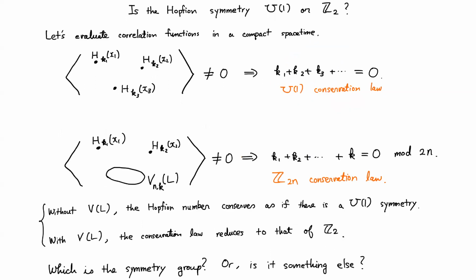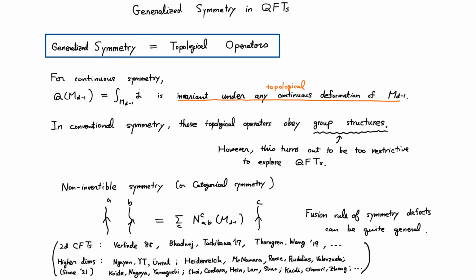Okay. So now we are seeing that without the line operator, the Hopf number is conserved as a U1 symmetry, but under the presence of the line operator, that conservation law reduces to Z_2. So does this suggest that the symmetry group is U1 or Z_2, or completely something else? And the answer is completely something else.